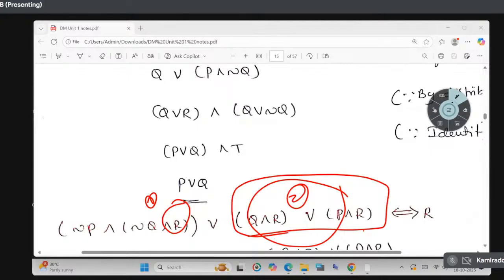You are having negation P and negation Q over here, and P and Q over there. So how are we going to convert these two values into one? Can we do that? P or Q, or negation P and negation Q. Can we make it into the form of T? Is it possible to make? Is there a possibility? Chances are there. How can we do that?